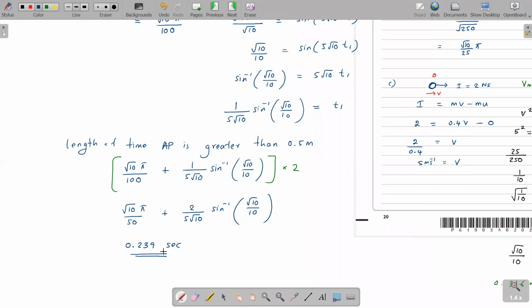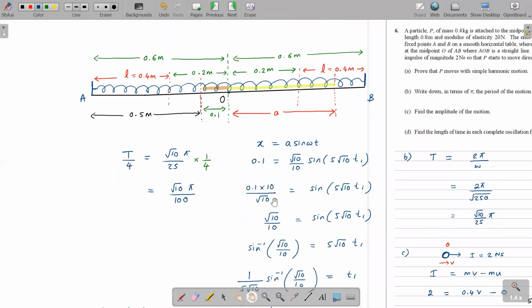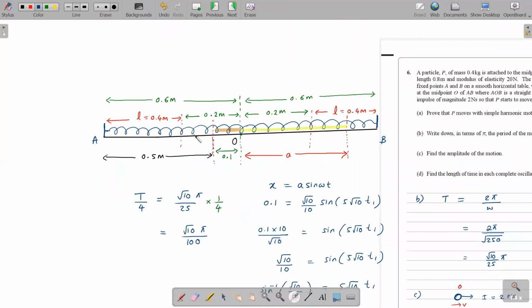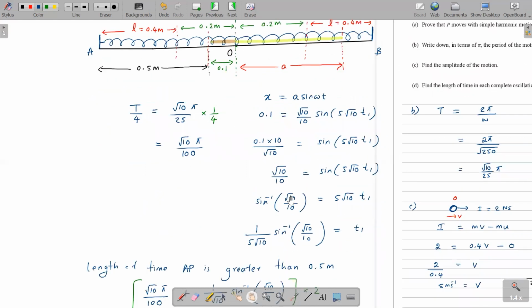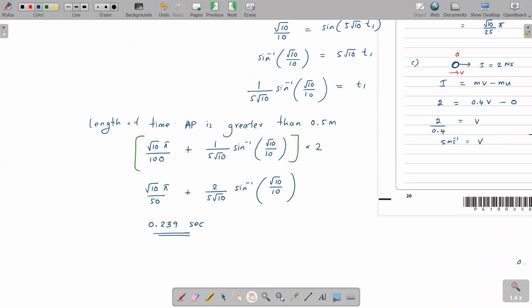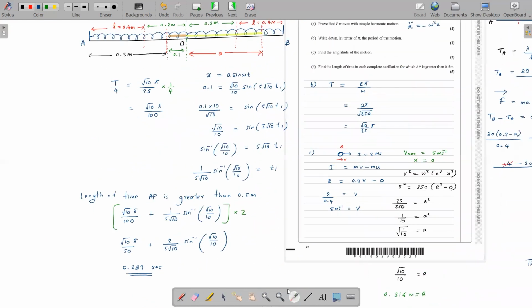There are other multiple ways of getting this answer as well. Any other person could also use x equals a cos omega t, get the time taken to travel from the amplitude to this distance, multiply it by 2 and subtract it from the full periodic time, capital T. That's also correct. Whatever technique you apply, as long as you do it correctly, you should end up with this 0.239 seconds answer. Okay.